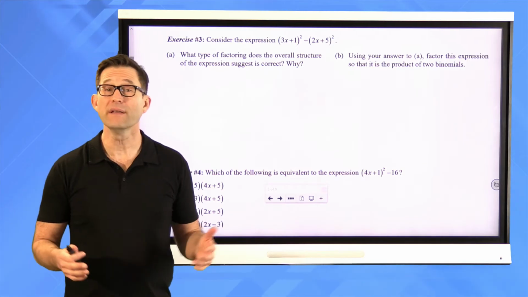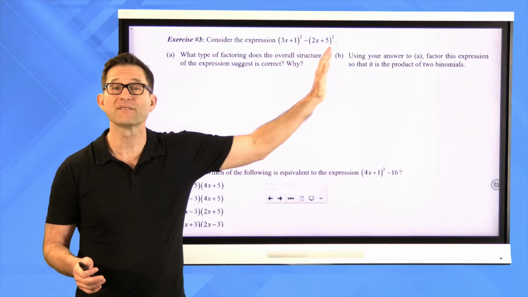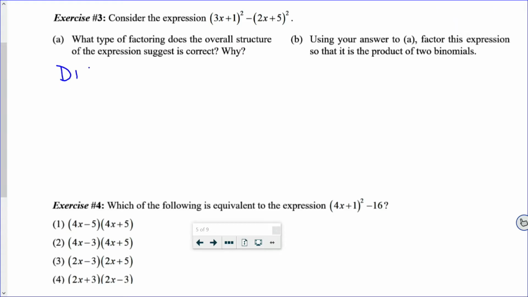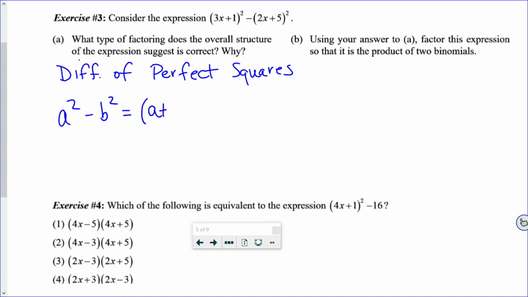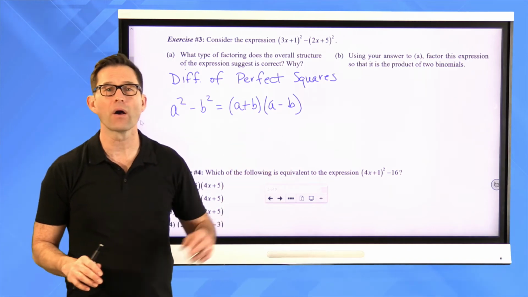All right, well look, it's the difference of perfect squares, right? I've got something squared minus something squared. So this should immediately say to us, well, this is the difference of perfect squares. It really has the structure something squared minus something squared. So that's going to have to factor into something that looks like this, a plus b times a minus b. The whole point, though, is that the a and the b aren't monomials.